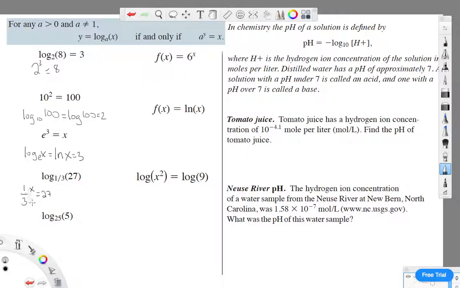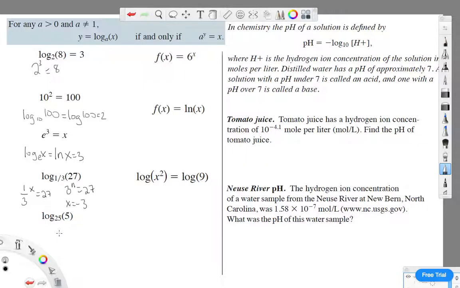We know that 1/3 raised to any positive power is only going to get smaller, and so x must be less than 0. And so we can calculate, if we wanted, 3 to the n equals 27. Of course, we know that number is 3. n equals 3, and so in this case x would equal -3.